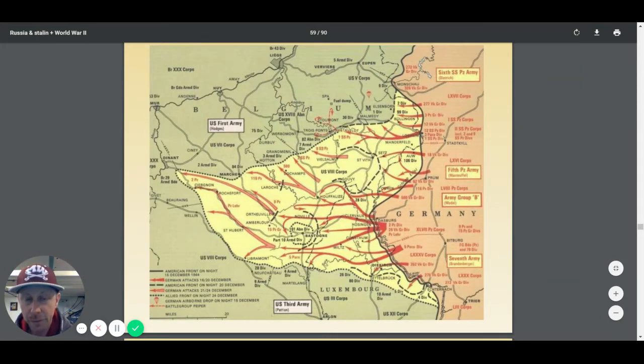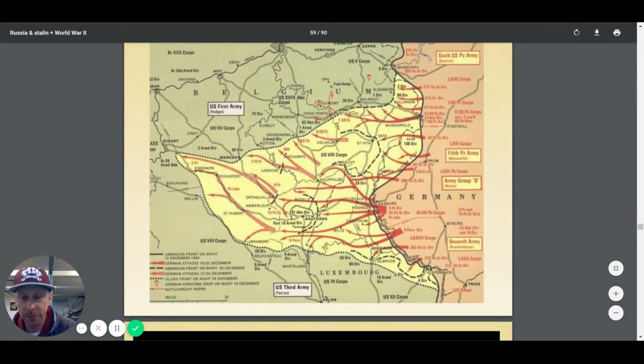So now you have Allied forces moving in from France into Germany, and you have Russian forces, Soviet forces, moving in from the other side. So Germany is being attacked from several points. And it's only a matter of time now before they will have to give up.